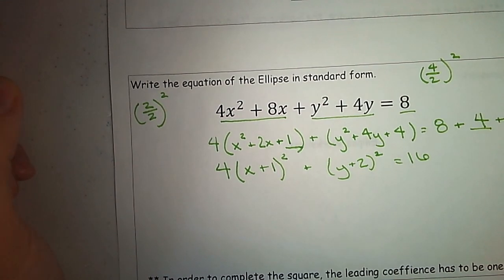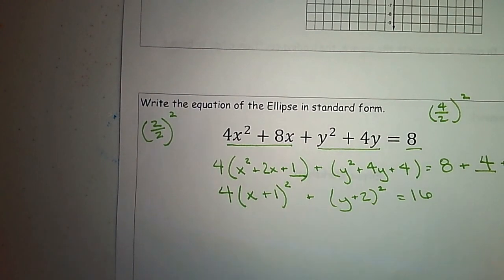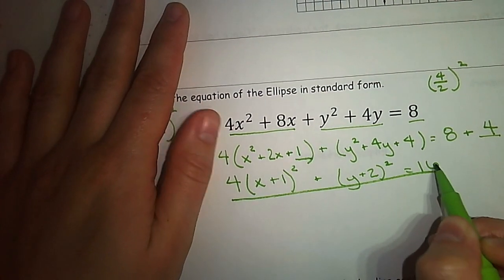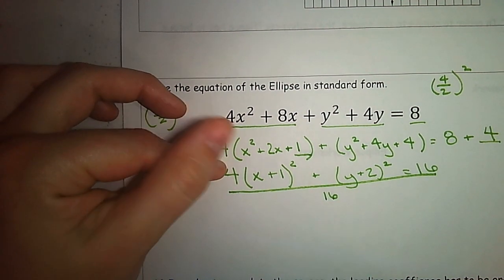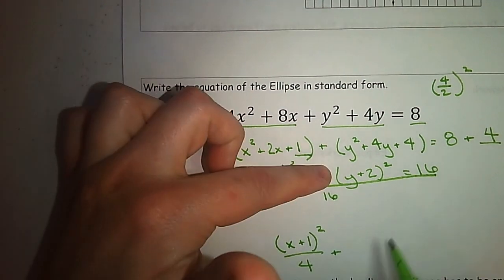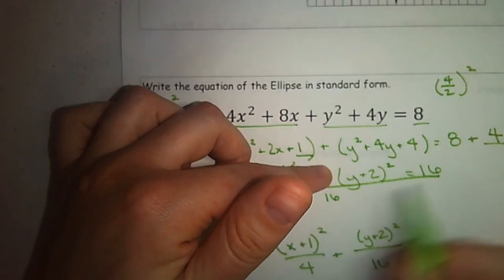All right, last step. Again, remember in the equation that it always has to be set equal to 1. So in order to get everything set equal to 1, I am going to divide everything by this number. So now 4 divided by 16, that's going to give me a 1/4. And 1 divided by 16 is just going to give me 1/16. And 16 divided by 16 is 1.